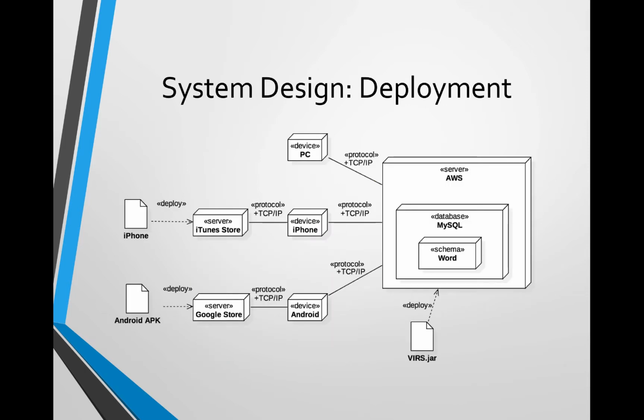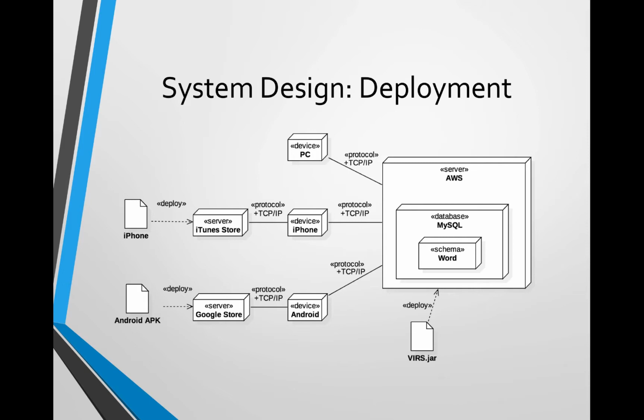This is the system design deployment. We have a server, an Amazon Web Services web service, and here we have a MySQL database, and in the database we have a schema for the word. We deploy the artifact VIRS jar onto the Amazon Web Services, and then we interact with this service using a PC browser, or we use the iPhone or the Android.